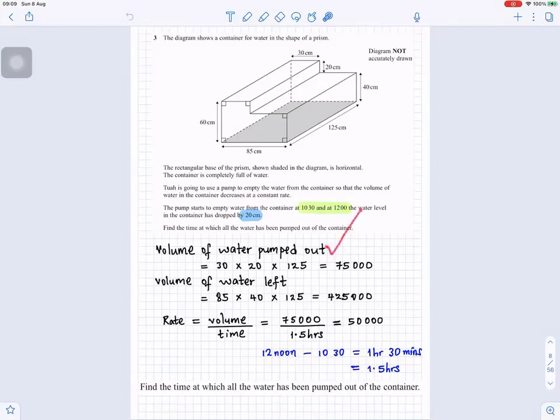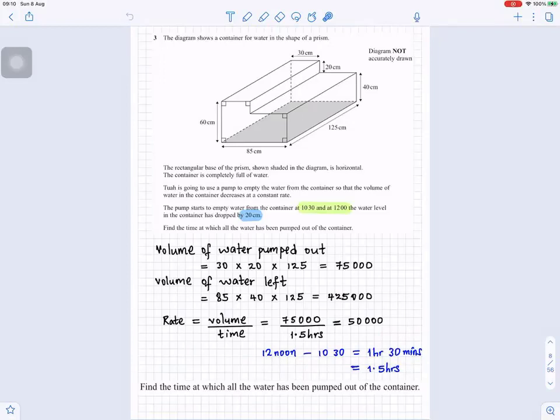So the volume of water pumped out is 30 times 20 times 125. Volume of water left, 85 times 40 times 125. Rate, volume over time, 75,000 divided by 1.5 hours gives you 50,000. 12 noon minus 10:30 gives you 1.5 hours.